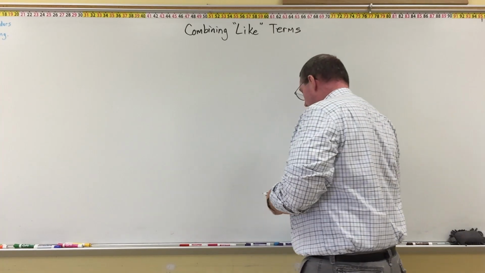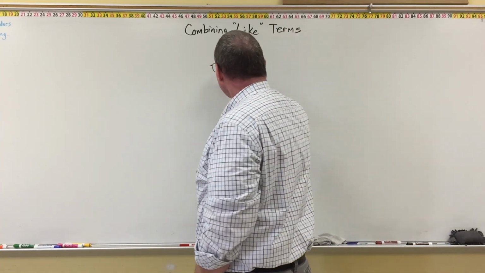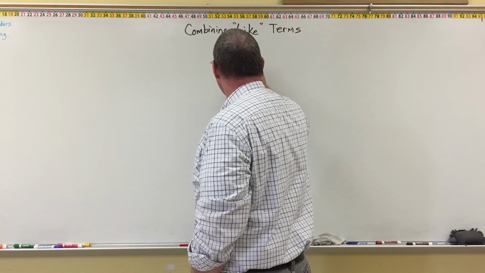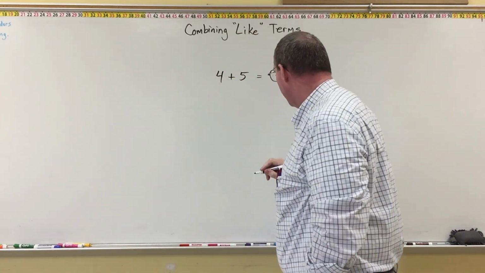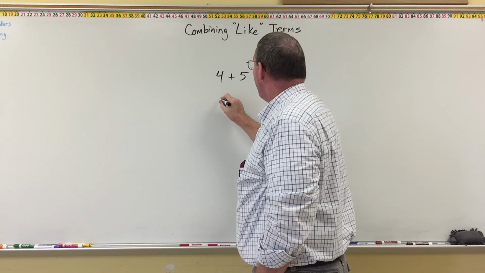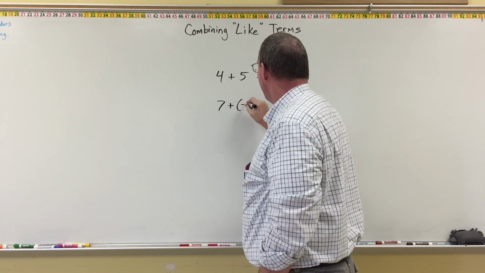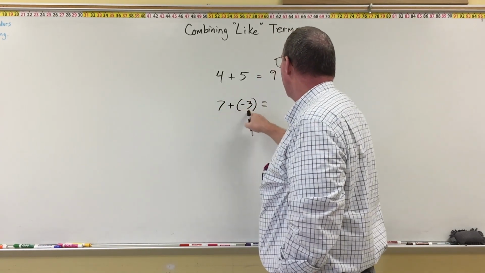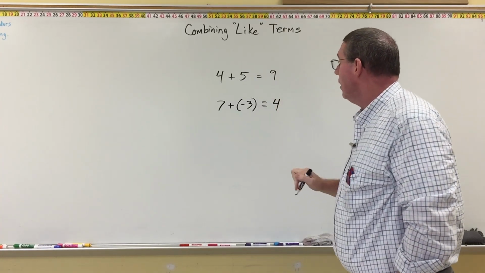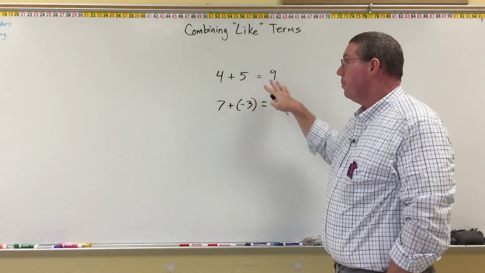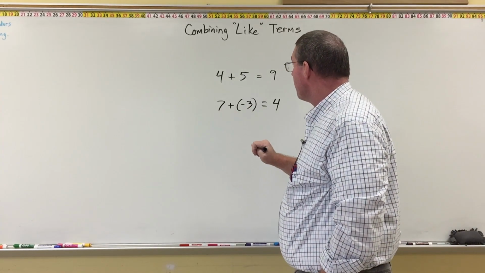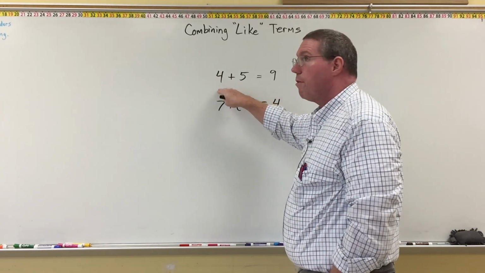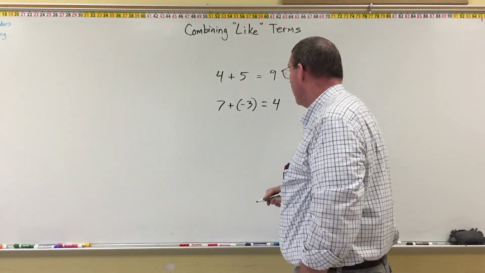And let me just show you what that means. We already know that 4 plus 5 can be combined to equal 9. We also know that 7 plus -3 can be combined to equal 4, right? These are constant terms. We've been doing this since elementary school. This is combining like terms because all constants are like terms.